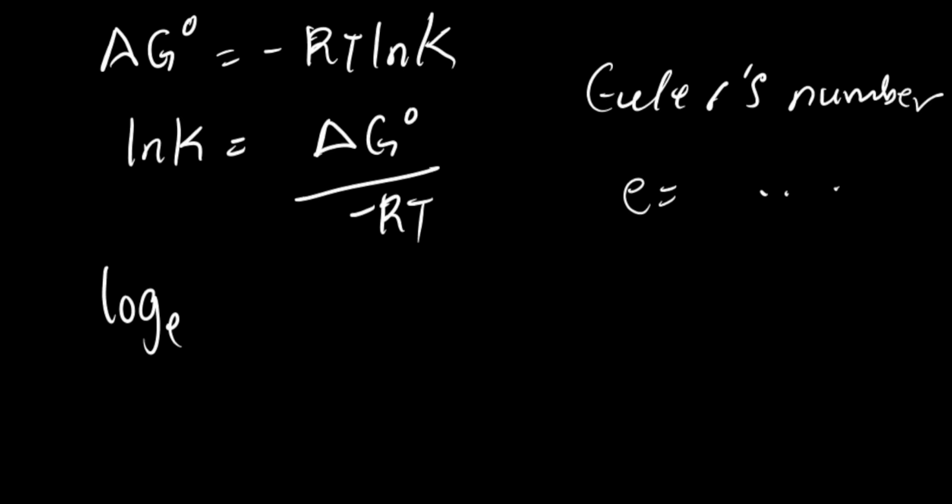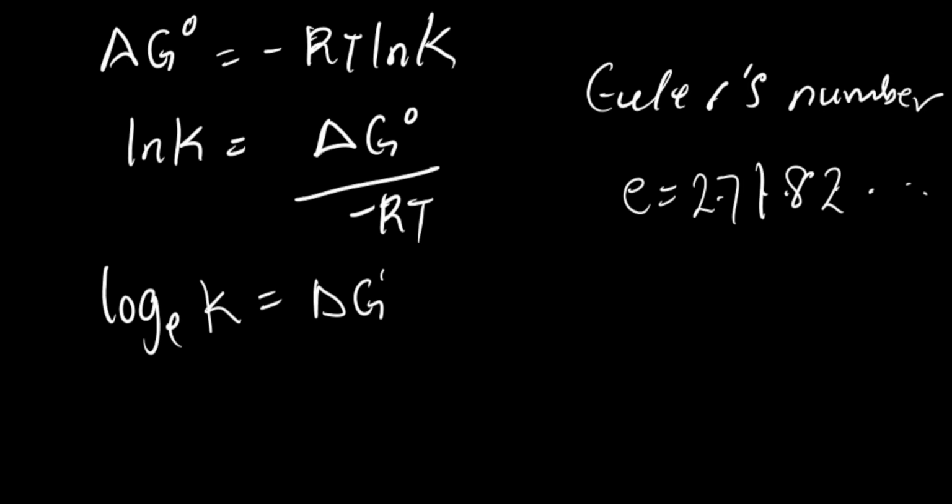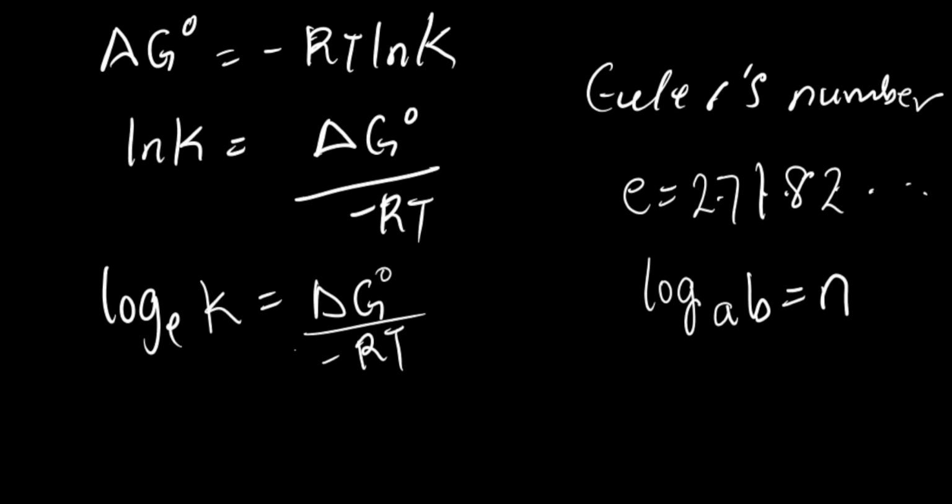Now, e is equal to 2.7182, and it goes on in that order. So ln is logarithm to the base e. Now, logarithm to the base e of K is equal to delta G naught divided by negative RT. From our laws of logarithm, we know how logarithm relates to exponentials. If we have log to the base A of B equals n, it means that A raised to the power of n is equal to B.